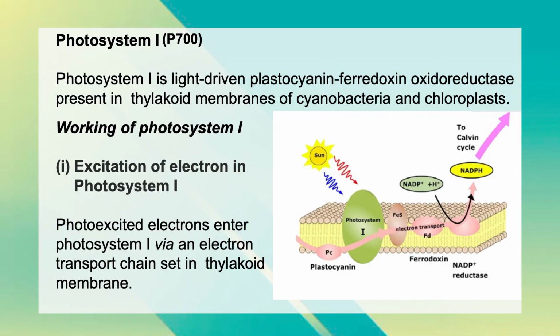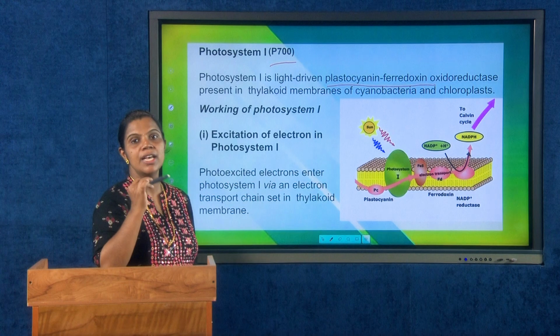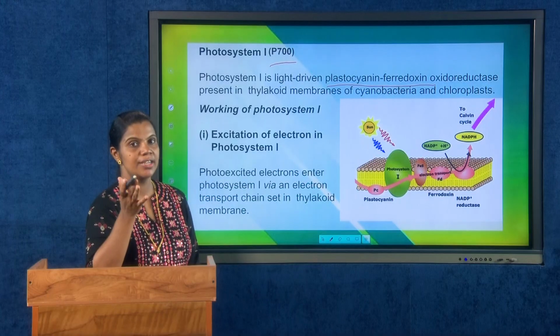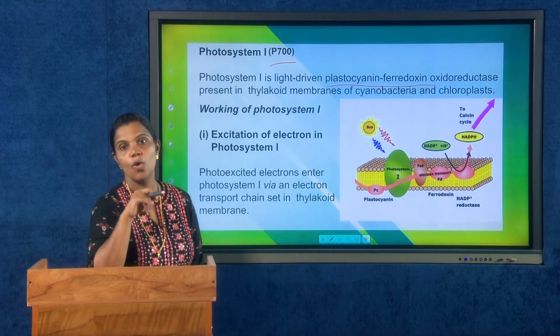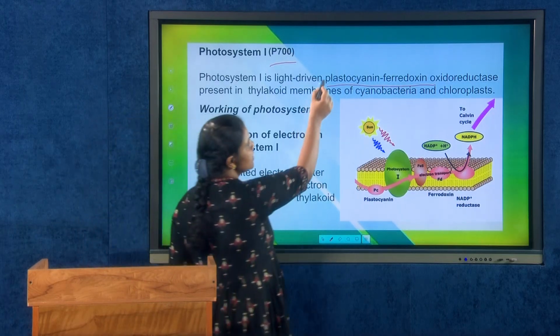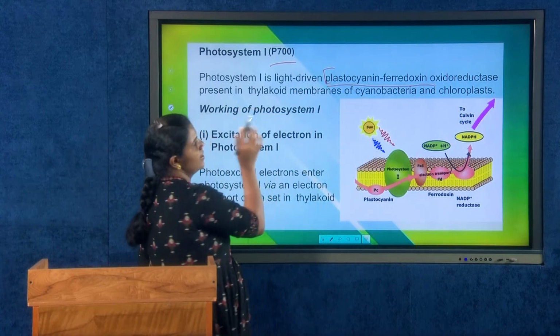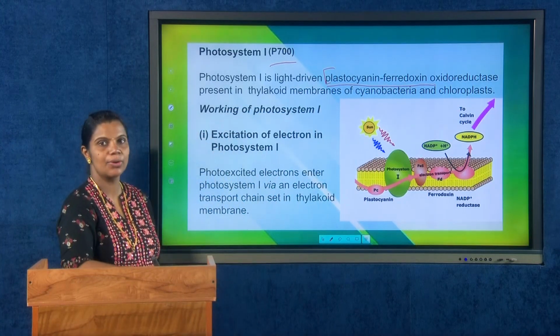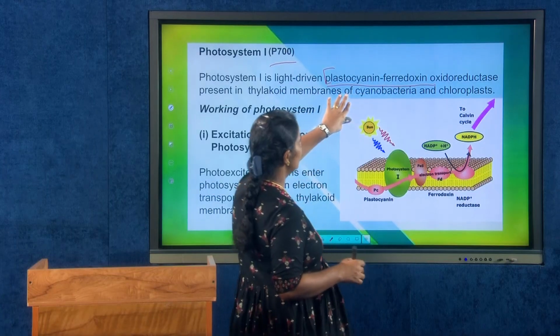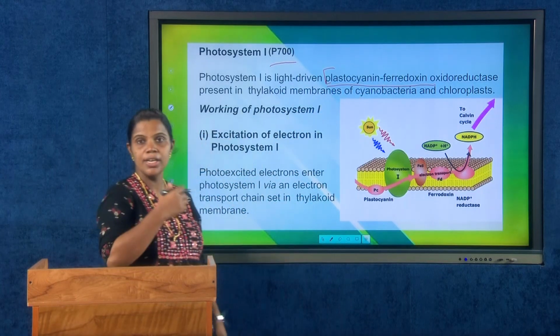Photosystem I, also known as plastocyanin ferredoxin oxidoreductase, is a protein complex that uses light energy to transfer electrons. It is present in the thylakoid membranes of cyanobacteria and chloroplasts. I already mentioned that photosystem I functions in lower organisms like cyanobacteria. Here it is performed by plastocyanin ferredoxin oxidoreductase, the enzyme associated with the chloroplast, present in the thylakoid membranes.